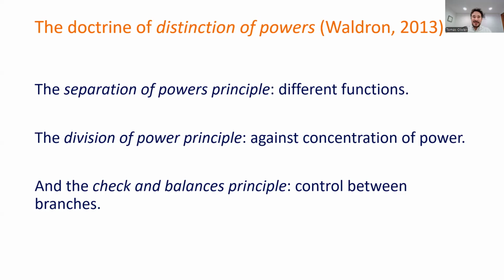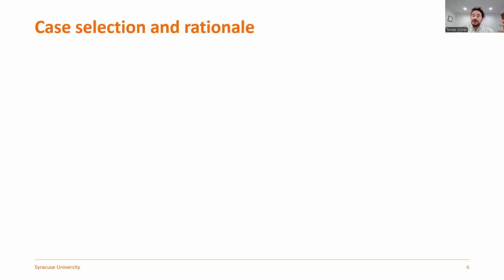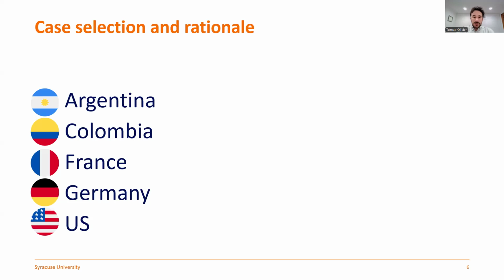These three principles configurationally set the foundations for a distinction of powers in a democratic government and society. So what we're trying to do is analyze and identify empirically how these principles are represented in a constitutional text. To do so, our goal is to analyze this in five different cases, five different countries: Argentina, Colombia, France, Germany, and the US.